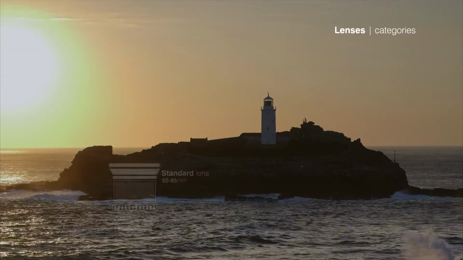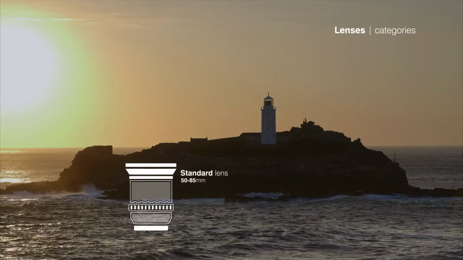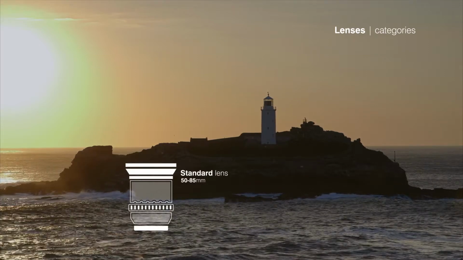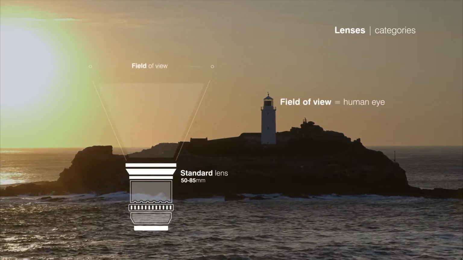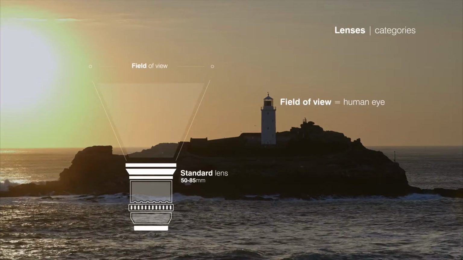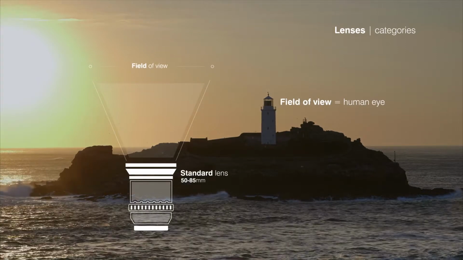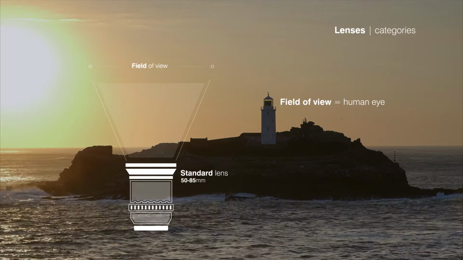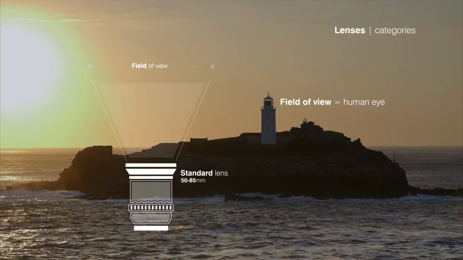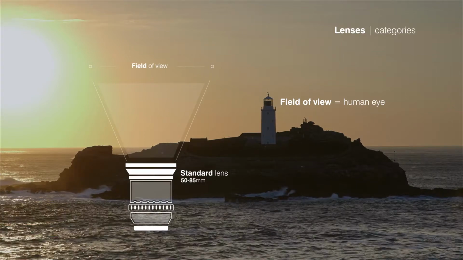Standard lenses usually range from around 50 to 85mm. A focal length around 50mm replicates the same field of view and perspective that we're used to seeing with the human eye. This type of lens is a good all-rounder for subjects which are close or a medium distance away, so it's ideal for travelling or shooting standard portraits.